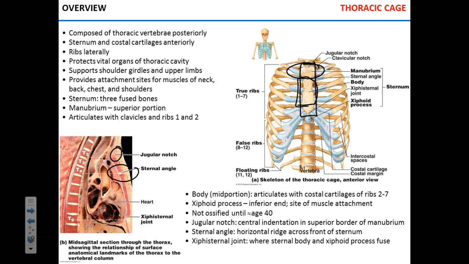Xiphoid process, at the bottom here. In this frontal image it's shown that the xiphoid process is not yet ossified. I mentioned before that the xiphoid process ossifies at about age 40. The joint between the xiphoid process and the body is called the xiphi-sternal joint. Here you can see the xiphi-sternal joint, and that's the xiphoid process.